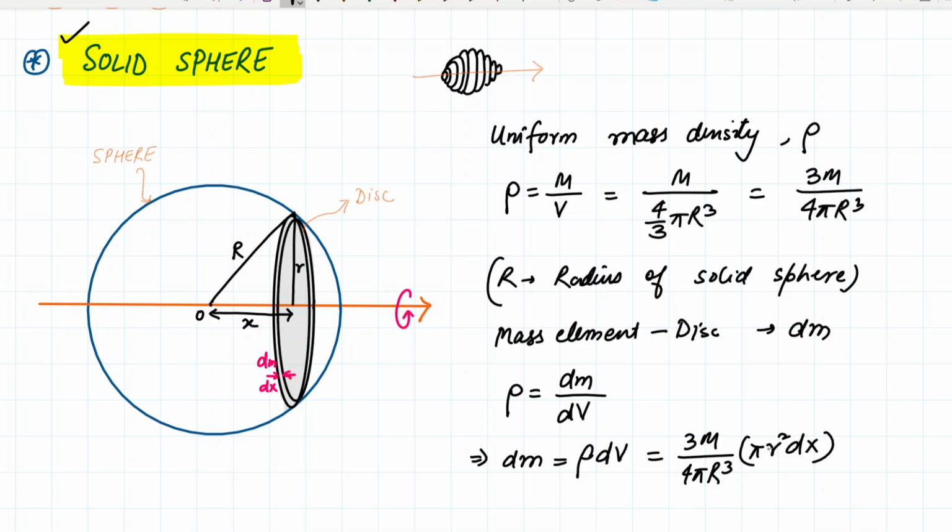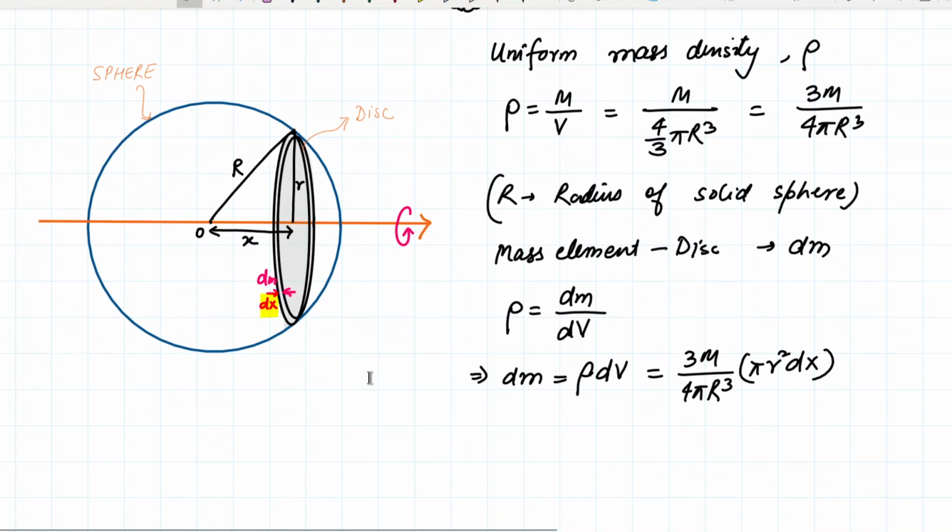Pi r square dx, where the area of the disk is pi r square and the width of the disk is dx. A student asks whether it is 4 pi r square for the disk. The area of a disk is pi r square; 4 pi r square is the surface area of a solid sphere. The area of a circle is pi r square.